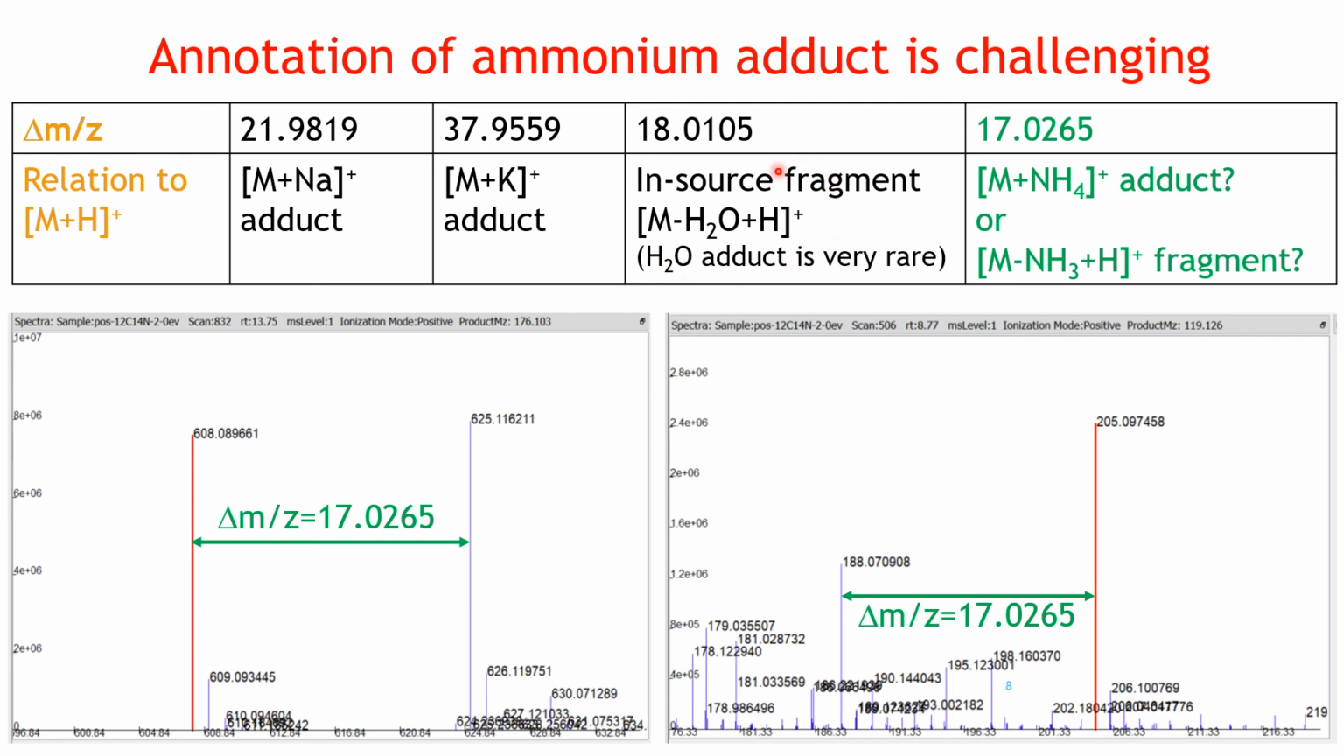For a mass difference of water, in general this results from in-source fragmentation with a loss of water, because the water adduct is very rare. Then we have this problem of ammonia. When you have a mass difference of ammonia, we really cannot tell if it's an ammonia adduct or from in-source fragmentation with the loss of ammonia, because they will give you the same mass difference. I show here two examples. They have a mass difference of ammonia, but we really cannot tell if it's really an ammonia adduct or not.